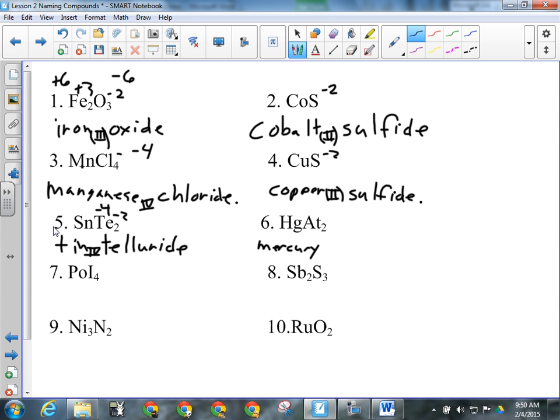For number 6, I've got Hg, which is mercury, and it is with astatine, so that's mercury astatide. Astatine is always a -1 charge, so this has to be mercury with the 2+ charge. Because there are 2 astatines, that gives me 2 negatives. That's got to be +2. All right, for number 7, I've got polonium with iodine.